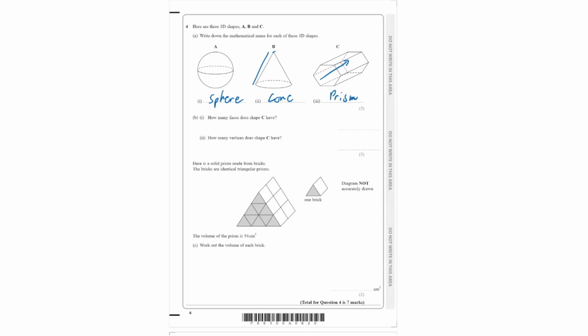How many faces does shape C have? So let's count. Now we have 1, 2, 3, 4, 5, 6. Don't forget the front and back. 7, 8.